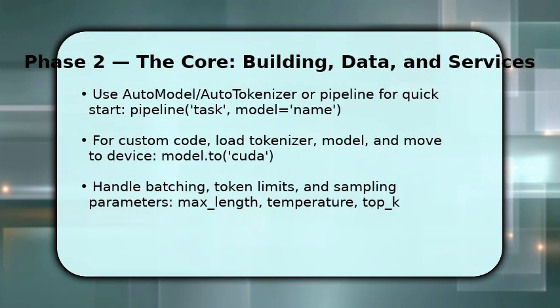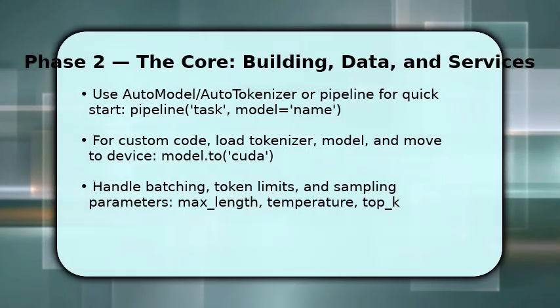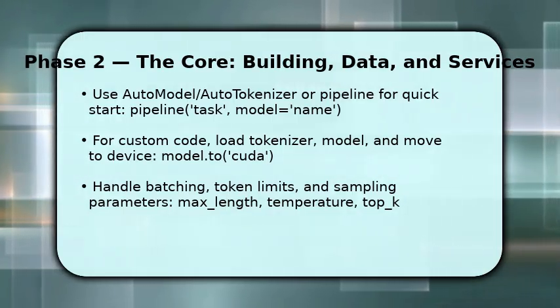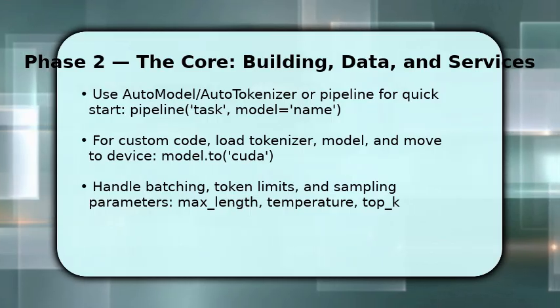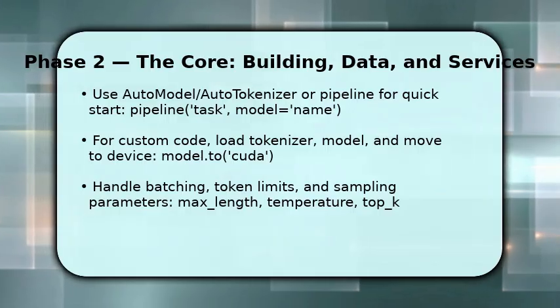You now load and execute the model. I'll show how and why each step matters. Use pipeline for a fast path. Pipelines wrap tokenizer and model, handling pre- and post-processing. For control, instantiate AutoTokenizer and AutoModel, set model.to CUDA when you have a GPU, and manage batch sizes to fit RAM.